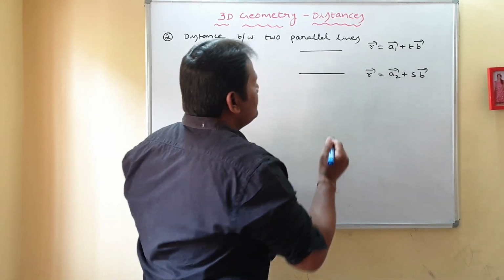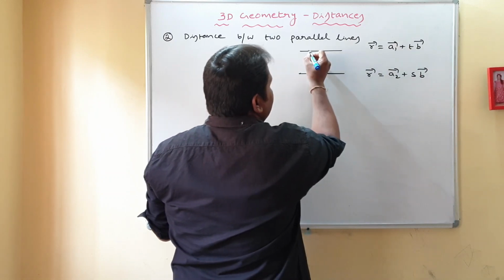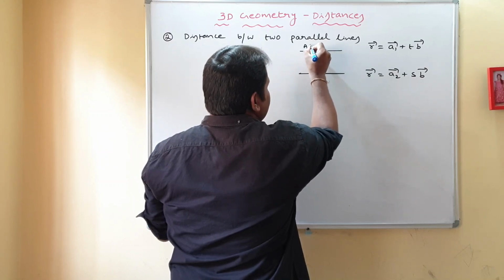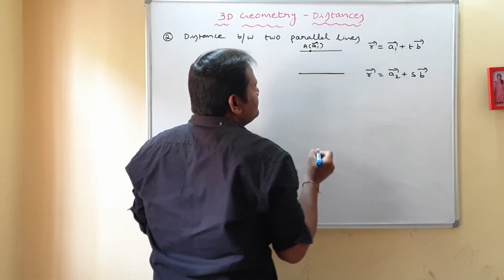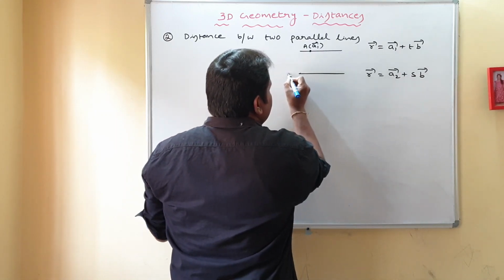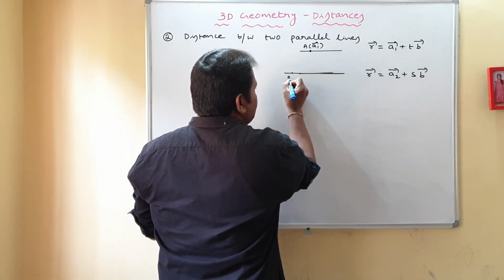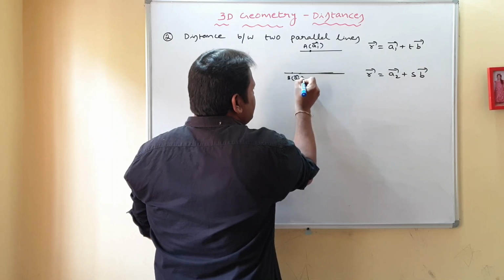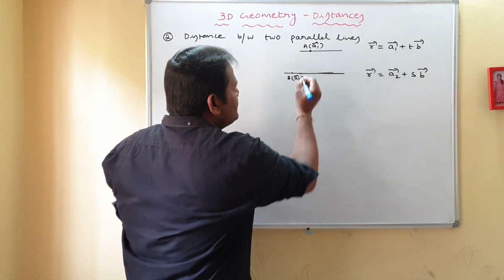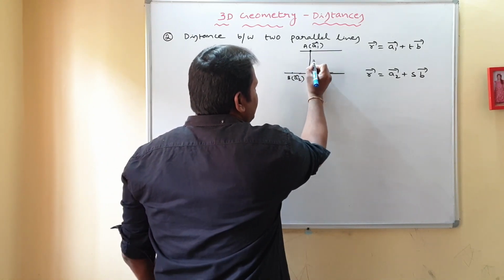Now coming to the first line, it is r bar equal to a1 bar plus t b bar. So I am taking a point on this line, that is A, with position vector a1 bar. And coming to the second line, a point on the line is a2 bar. So I am taking B with position vector a2 bar. We have to find distance between two parallel lines. So just drop a perpendicular from A to this line. Yes, we have to find this length.